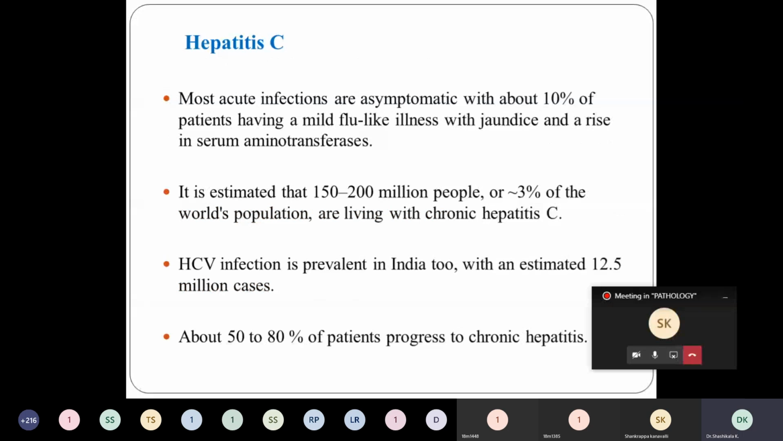Coming to the hepatitis C infection, it's mostly acute infections. They are asymptomatic, with about 10% of the patients having a mild flu-like illness with jaundice and a rise in serum aminotransferases. It is estimated that 150 to 200 million people of the world's population are living with this infection. This infection is prevalent in India too, with an estimated 12.5 million. 50 to 80% of the patients progress to chronic hepatitis.